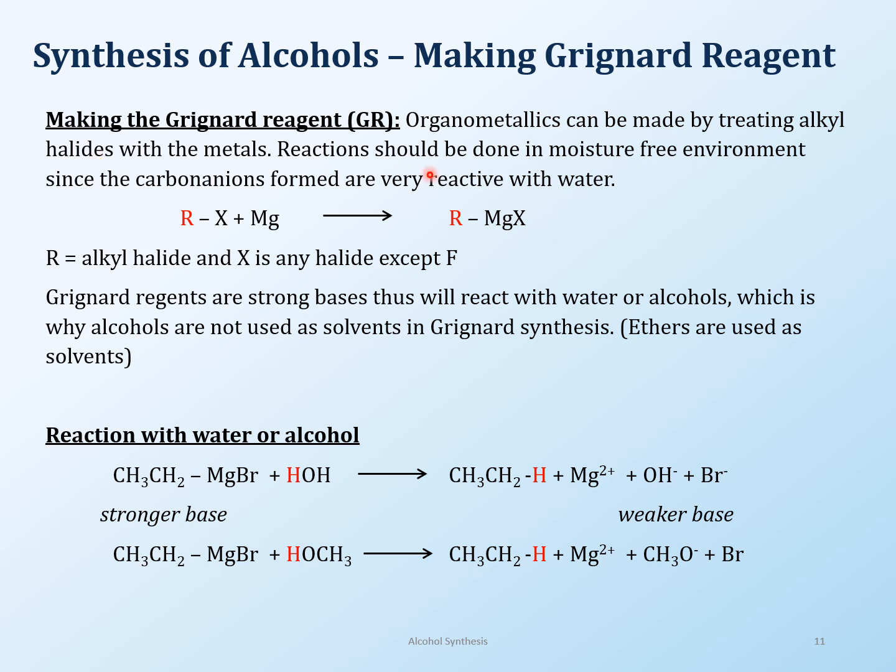So first of all, how do you make a Grignard reagent? To make a Grignard reagent, you need to take any kind of an alkyl halide and treat that with magnesium. You can do that easily in the lab also. So take any kind of alkyl halide, whatever you want, primary, secondary, or tertiary halide, and then you treat that with magnesium and you get your Grignard reagent.